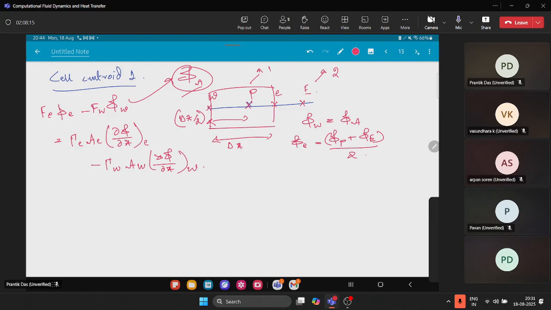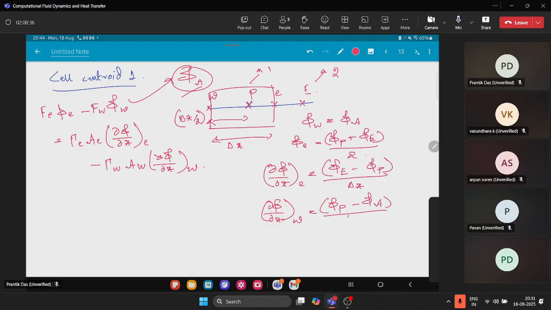D phi dx at the east face is phi E minus phi P divided by delta x. Similarly, d phi dx at small w is phi P minus phi A divided by delta x divided by 2. Is it clear to all of you what I've written?